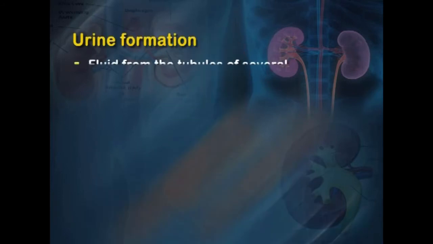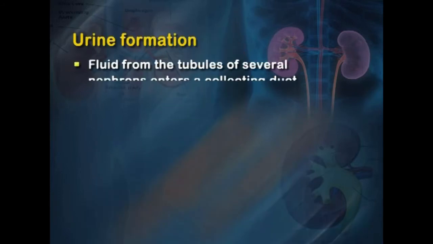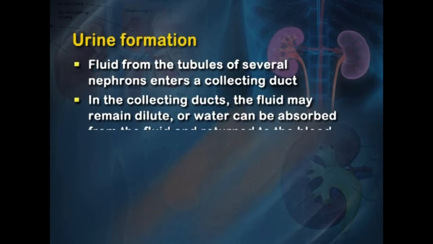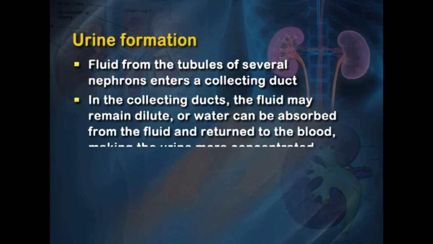The fluid from the tubules of several nephrons enters a collecting duct. In the collecting ducts, the fluid may remain dilute, or water can be reabsorbed from the fluid and returned to the blood, making the urine more concentrated. This is again related to either edema or the dehydration that sets in.